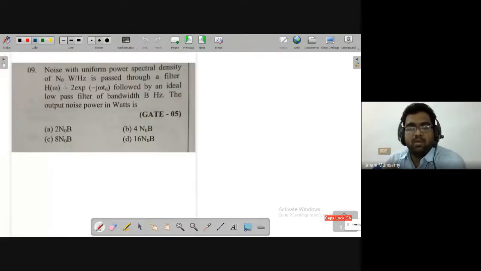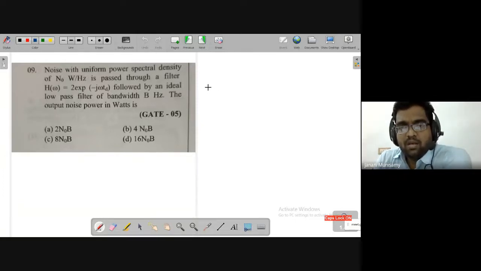So in this problem, noise with uniform power spectral density of N0 is passed through a filter having transfer function in frequency domain H(ω) = 2 e^(-jωTD), followed by an ideal low pass filter of bandwidth B hertz. Then what will be the output noise power?